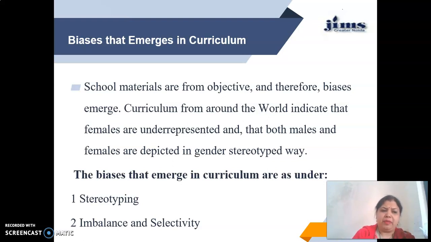First is stereotyping. When rigid roles or traits are assigned to all members of a group, a stereotype is born, which disregards individual attributes and differences. Next is imbalance and selectivity. Curriculum sometimes presents only one interpretation of an issue, event, or group, simplifying and distorting complex topics by omitting other perspectives.